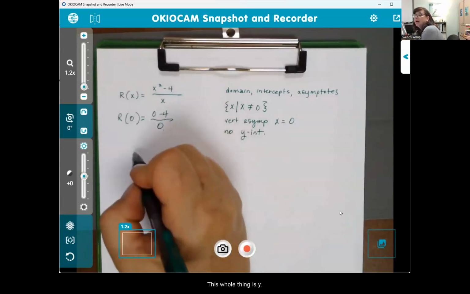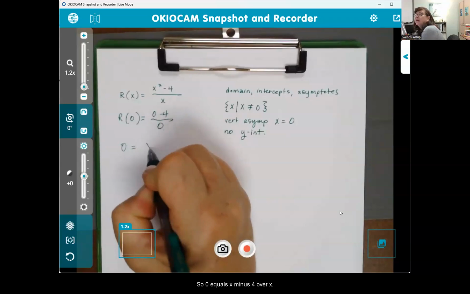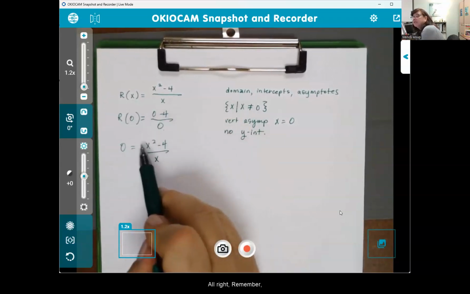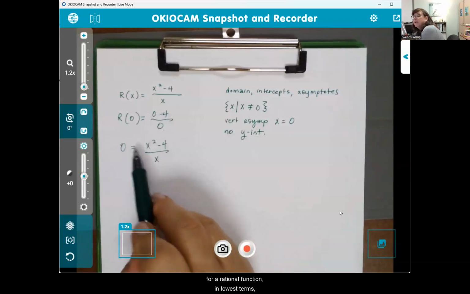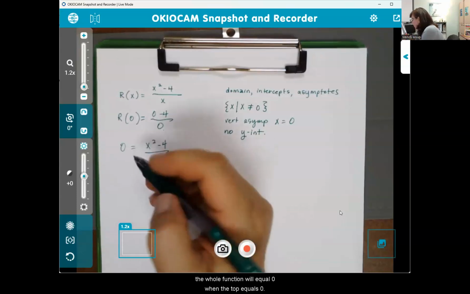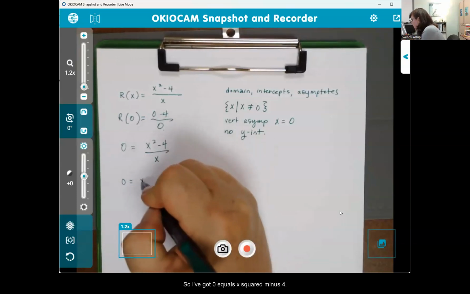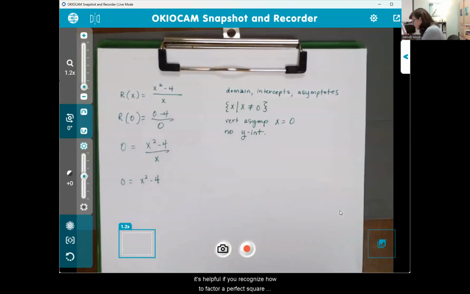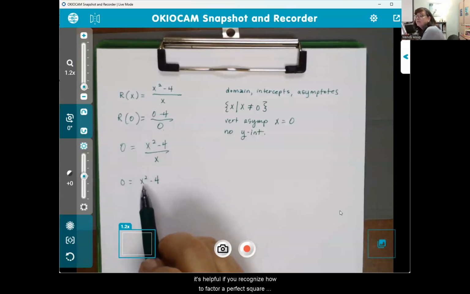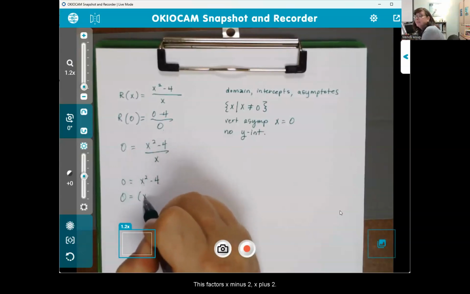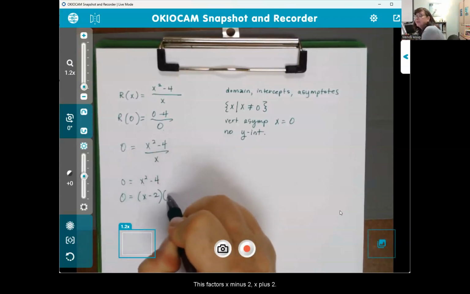The x-intercept is when y equals 0. This whole thing is y. So 0 equals x squared minus 4 over x. All right, remember, for a rational function in lowest terms, the whole function will equal 0 when the top equals 0. So I've got 0 equals x squared minus 4. If you want to solve that, you could use the quadratic formula, but boy, it's helpful if you recognize how to factor a perfect square minus a perfect square.